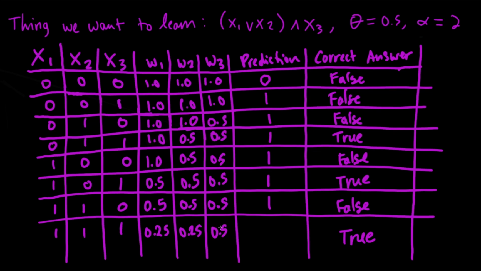And here is the last row. So we're going to evaluate the vector 1, 1, 1. So we're going to use all of the features in this case. So we have weight 1 times x1, which is 0.25, plus weight 2 times x2, which is 0.25, plus weight 3 times x3, which is 0.5. So we have 0.25 plus 0.25 plus 0.5, which equals 1. 1 is greater than theta, so we predict 1. And in this case, we were correct, so no weights are modified.